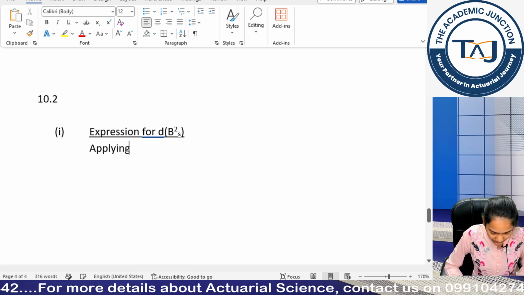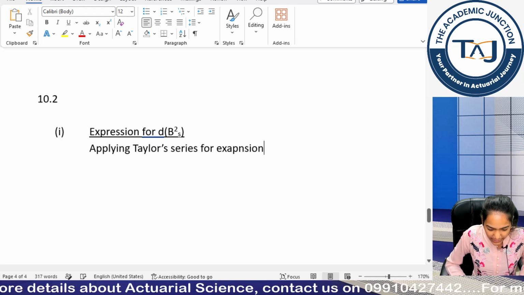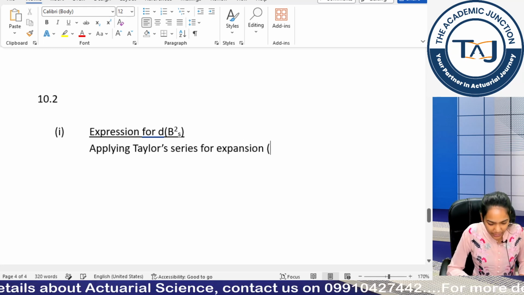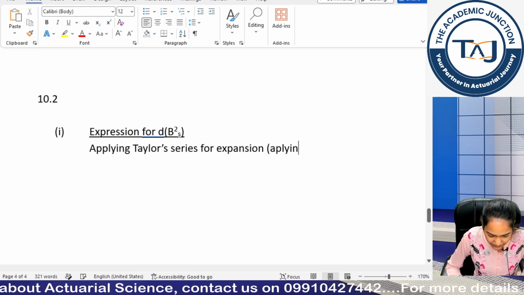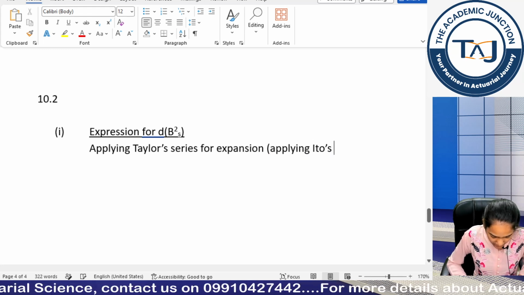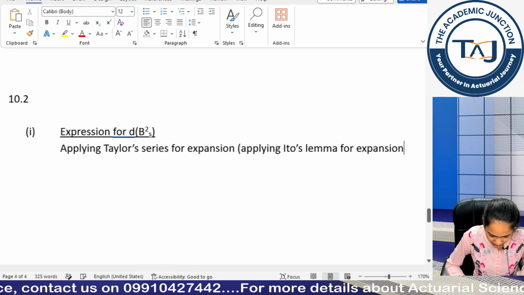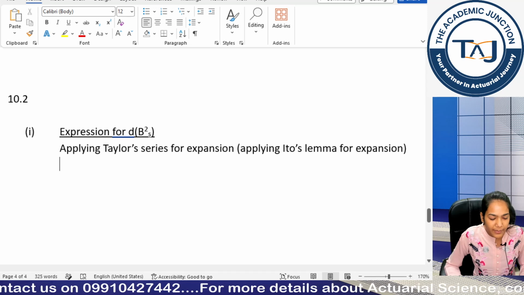Applying Taylor's series for expansion, and if you are using Ito's lemma, so you can say applying Ito's lemma for expansion. Okay. So what will be my equation?